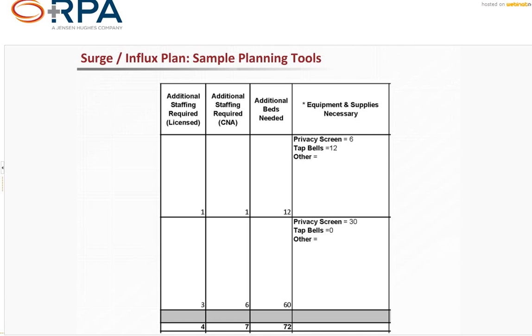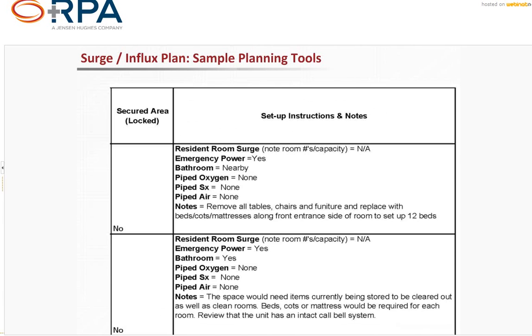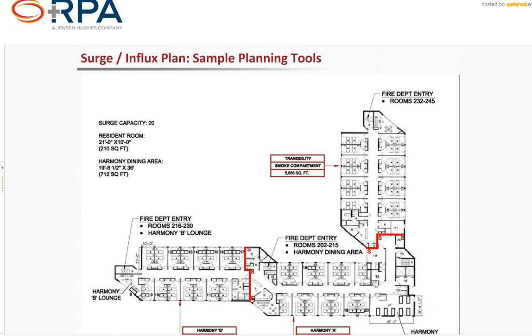As a result, they also need 12 additional beds, 6 privacy screens, 12 tap bells. And then here's the additional setup instructions that would be needed for this. So in order to use this room, they also identified in here that we need to remove all the tables, all the chairs, all the furniture, replace with beds, cots, mattresses, along with front side entrance room to set up 12 beds. That's still a lot of work, and they're calling out here saying that they can do it in 0 to 2 hours. So it's identifying what can we do for each one of these particular spaces.